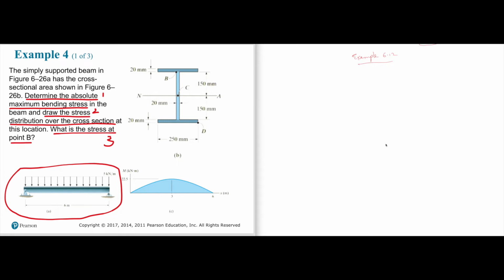When you apply sigma equals negative My over I, which is negative because the top is positive, what is y? If you want sigma max, it is negative M times c over I. What is c? C is the outer. I shouldn't say outer. I have to say the farthest point from the neutral axis.